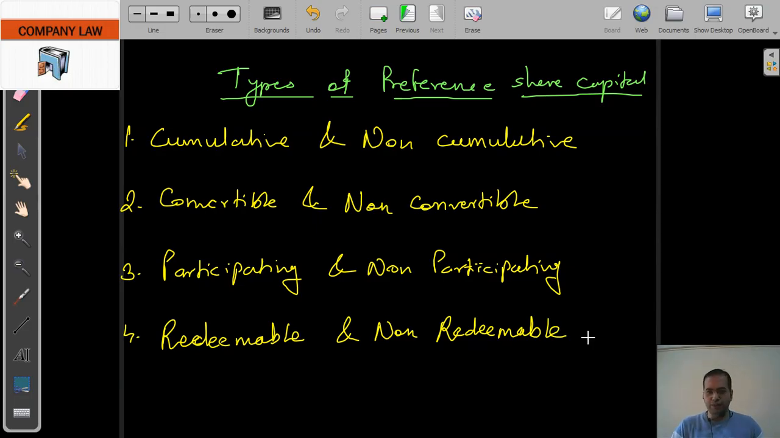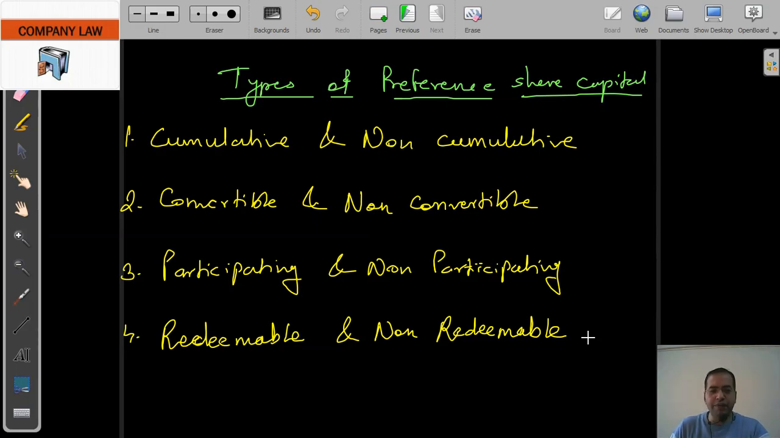When a preference shareholder is interested in convertibility of the shares in future, that is, when the preference shareholder thinks, okay, my shares should be converted into the equity form of shares, then the convertibility option is better. But with non-convertibility, the preference shareholders will not get the right to convert their shares into equity shares.